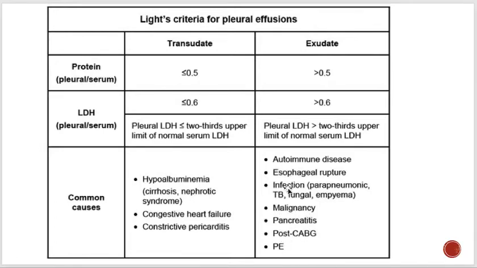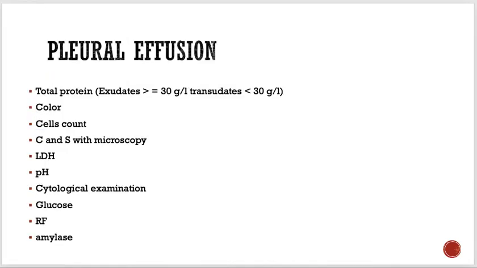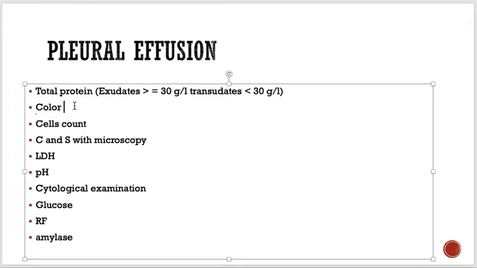So one of the things I wanted to talk about is the color. Normal color is straw. Normally it's straw colored. Okay. Whenever it is yellow, it means it is infected.